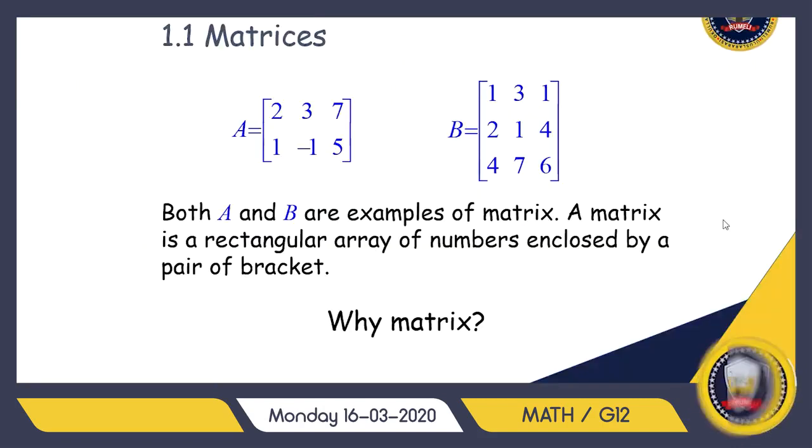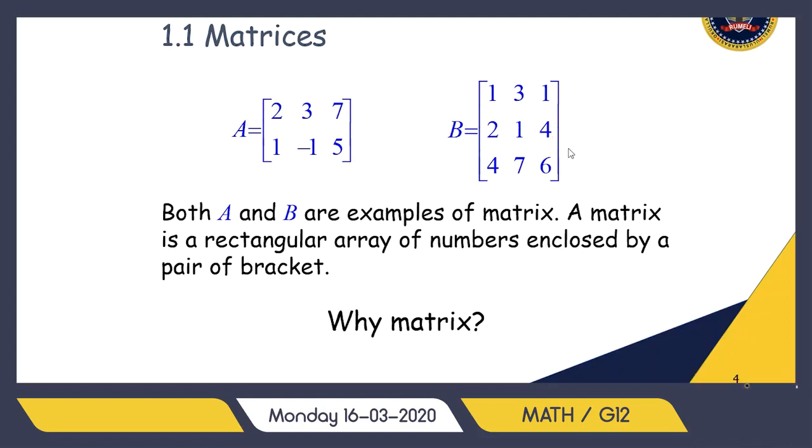First of all, how can we define a matrix? A matrix is a rectangular array of numbers. These numbers are enclosed by a pair of brackets. We call each one of these numbers an element. So each one of these two matrices has some elements. It could be 2 multiplied by 3, or 3 by 3.